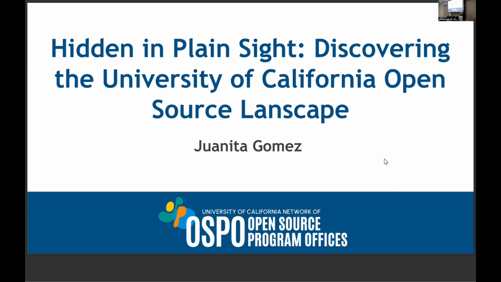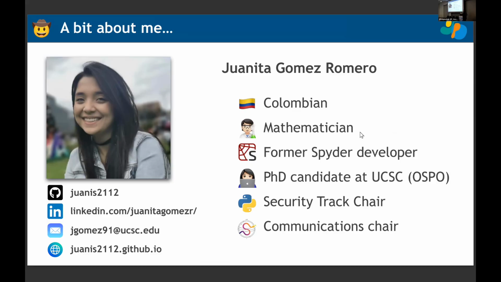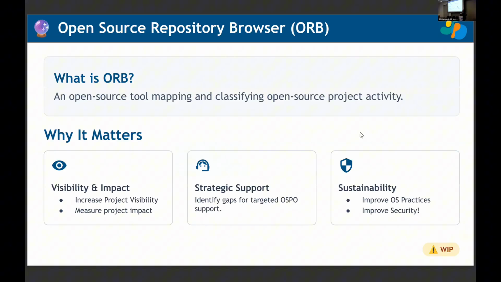So the title of my talk today is Hidden in Plain Sight, Discovering the University of California Open Source Landscape. So a little bit about me. I'm originally from Colombia, and I came here for my PhD at UC Santa Cruz, mostly in open source sustainability and security. I have experience as a maintainer of an open source project, Spyder, which is an IDE for Python. And I have also been involved with the Python community. I'm right now the security track chair at PyCon US and also the communications chair at SciPy conference. If you want to learn more about those, hit me up after the talk. And these are some ways that you can find me online.